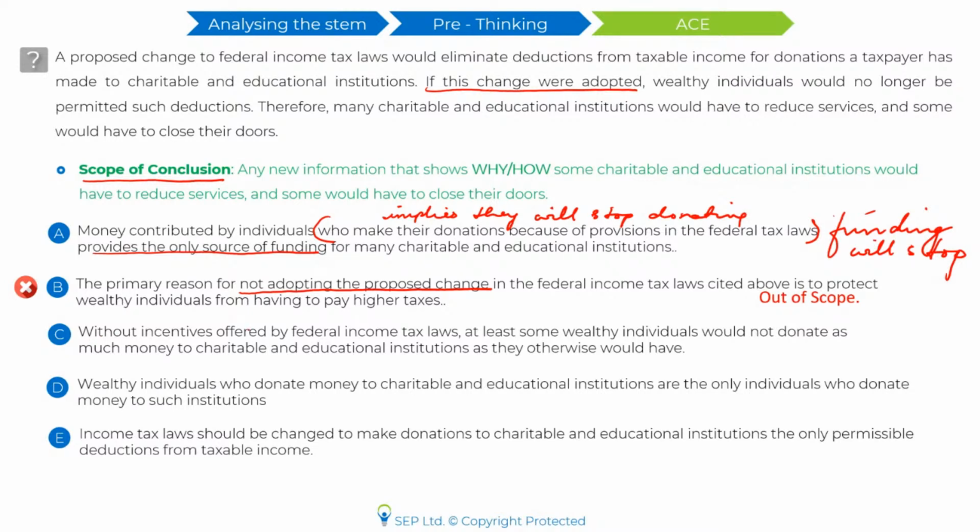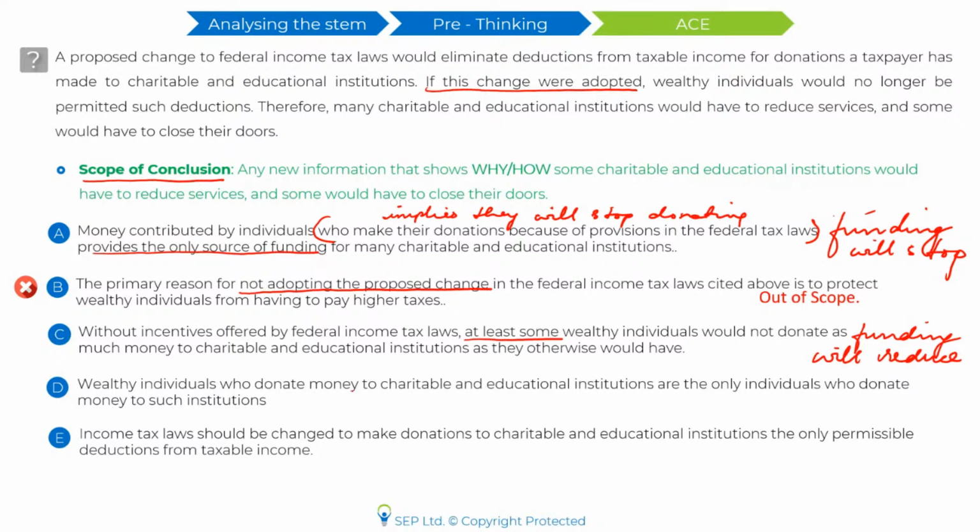Without incentives offered by federal income tax laws, at least some wealthy individuals would not donate as much money. So if some wealthy individuals won't donate as much money, this means funding will reduce. See the difference? One says funding will stop, one says funding will reduce, but in both cases, they are supporting my conclusion that these institutions would have to reduce service, would have to close doors. So C is also on hold.